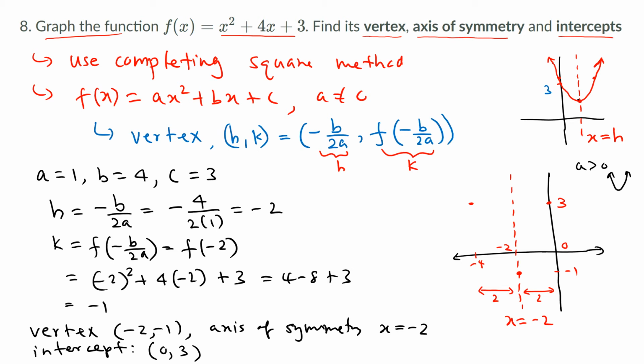Good. Now since you know those 3 points, you can connect the dots and get the graph like this. It's going to go like that, reflect, and go like that. So that is the graph of the function. Good, so we used the vertex, axis of symmetry, and intercept method. Okay, that's number 8. If you need more examples, you can find these in the quadratic function video.